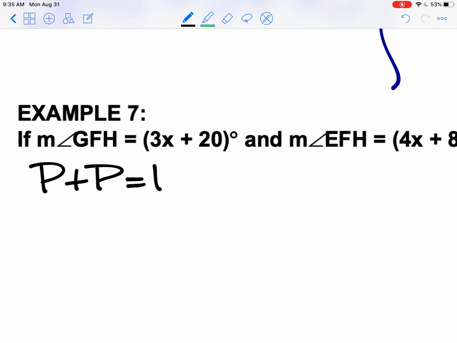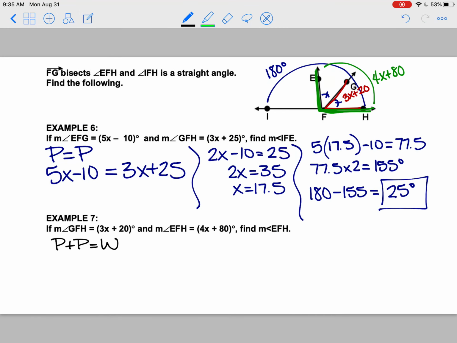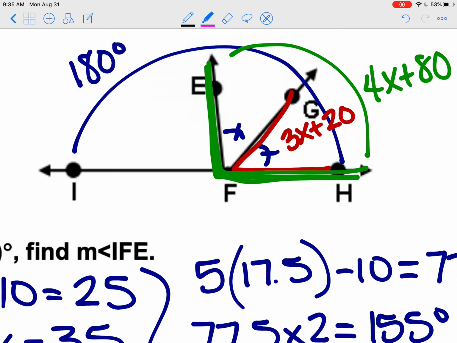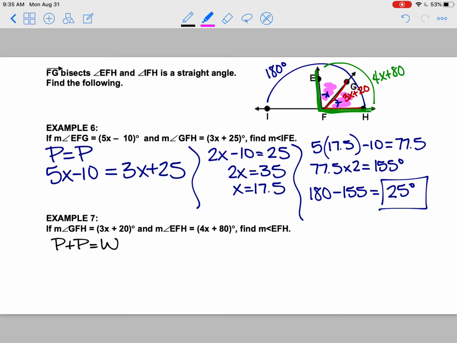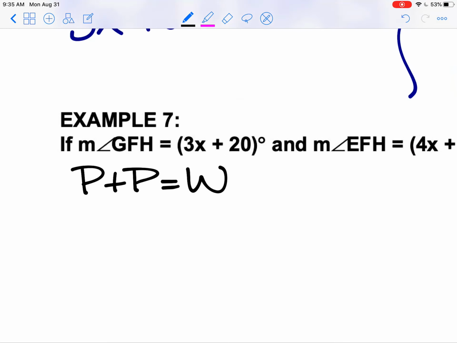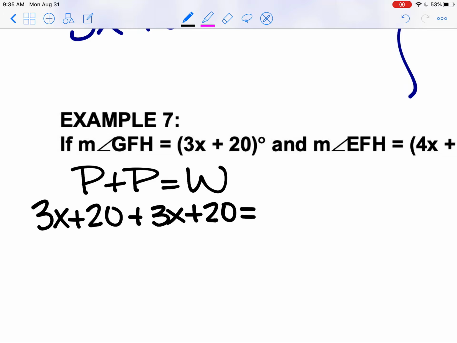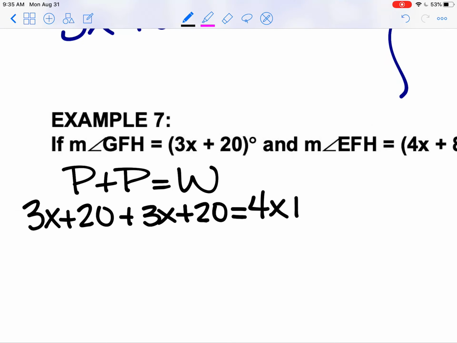But was I given both parts? Yes and no. It wasn't given in the problem, but I do know that these two parts right here are the same. So if one of them is 3x plus 20, the other one is 3x plus 20. So we can use that for both parts. So let's substitute that in. 3x plus 20 plus 3x plus 20 equals the whole thing of 4x plus 80. So when you have two congruent parts and they give you the whole, plug those parts in for both those parts. Now let's combine our like terms.